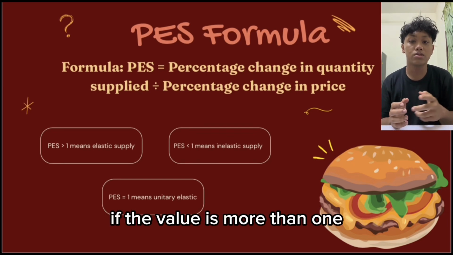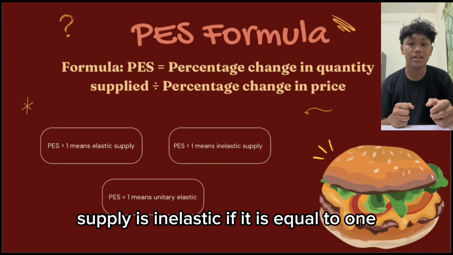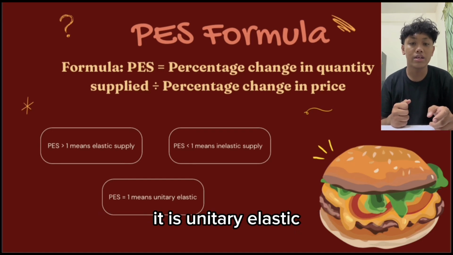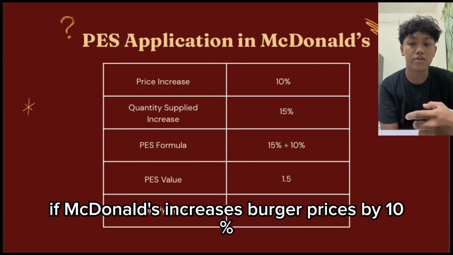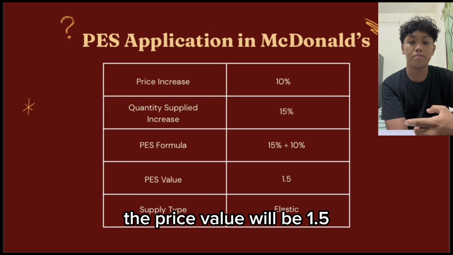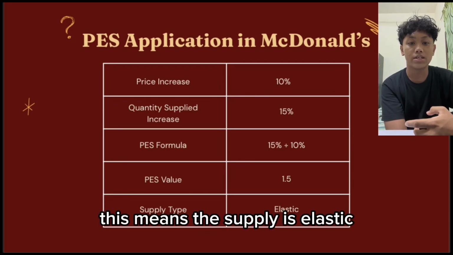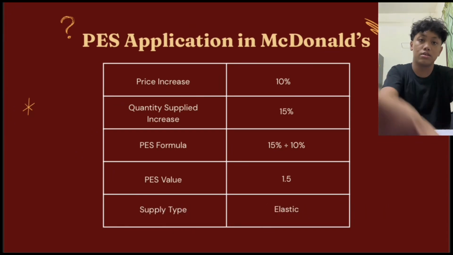If the value is more than 1, supply is elastic. If it is less than 1, supply is inelastic. If it is equal to 1, it is unitary elastic. For example, if McDonald's increases burger prices by 10% and the quantity supplied increases by 15%, the PES value will be 1.5. This means the supply is elastic because the quantity supplied changed more than the price.